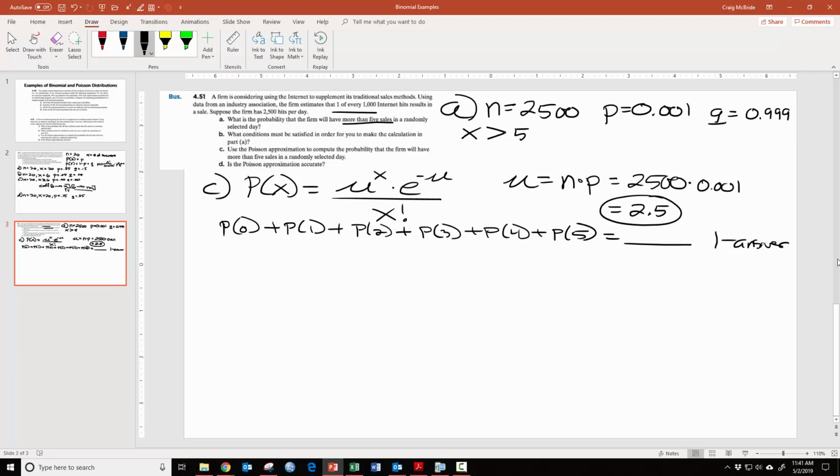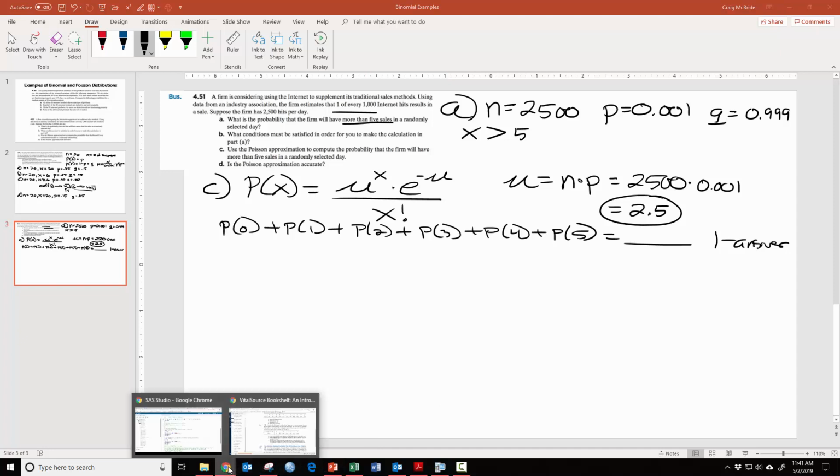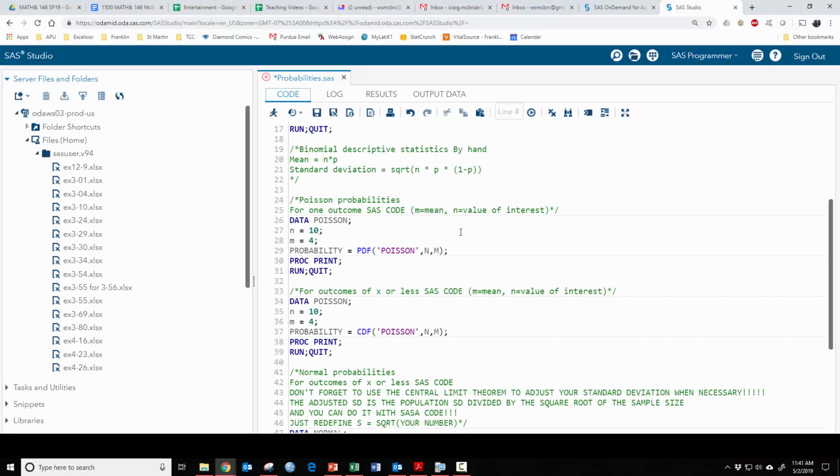But we don't want to have to run this formula 5 times, just like we didn't want to have to run the binomial formula 5 times. So luckily, we can do it in all 3 of our technologies. We'll start with SAS Studio.